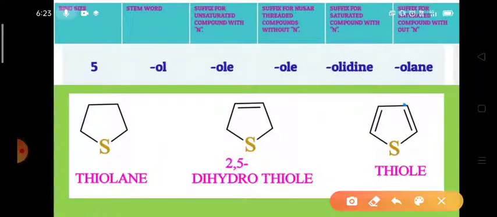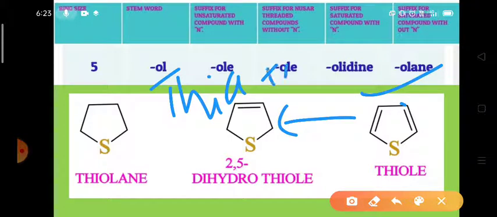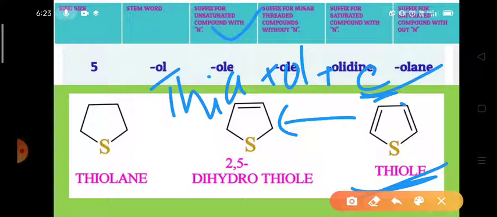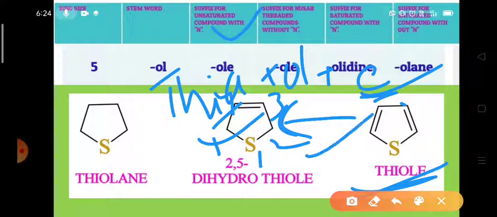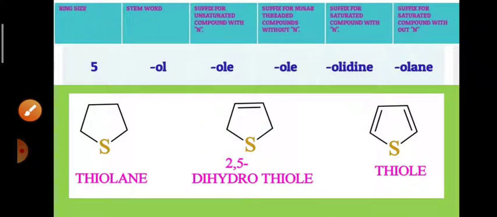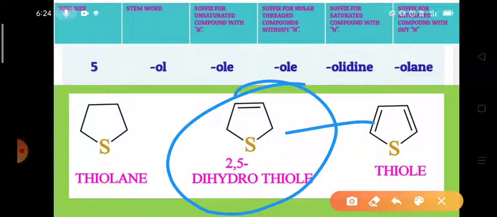And for this one, thia plus ol, it is unsaturated without nitrogen. So okay, ol. So it is thiol. That's it. Thia plus ol, thiol. Okay. And the name for this one is 2,5-dihydrothiol. Okay, that's good. 2,5-dihydrothiol, because it is considered as the reduced form of this one.